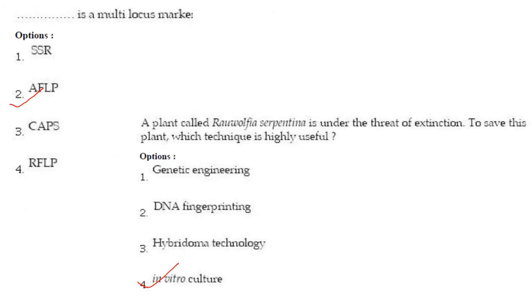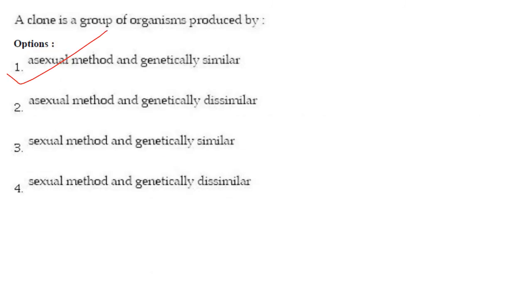Next one. Dash is a multi-locus marker. Option 1, SSR, 2, AFLP, 3, CAPS and 4, RFLP. Answer is option 2, AFLP. Next one. A plant called Rauwolfia serpentina is under the threat of extinction. To save this plant, which technique is highly useful? Option 1, genetic engineering, 2, DNA fingerprinting, 3, hybridoma technology, 4, in vitro culture. Answer is 4, in vitro.